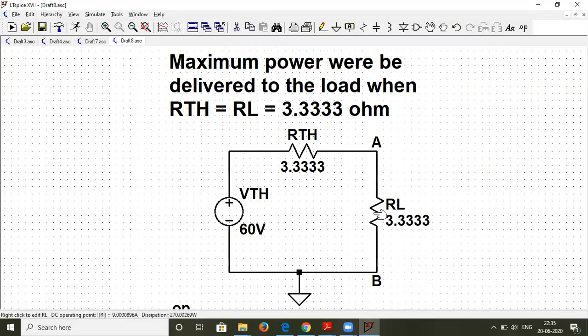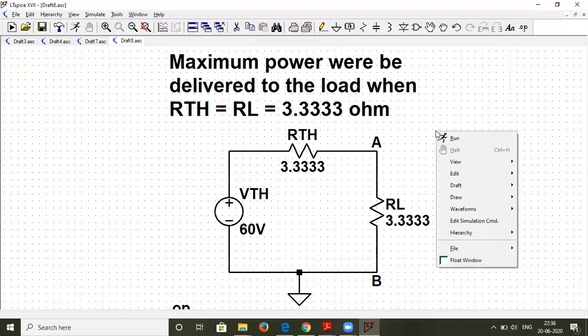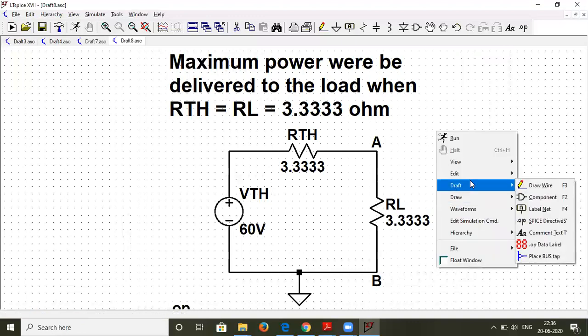If I place my cursor over here, it may give me the power dissipation. As you can see in the right bottom of your screen, the power dissipation is given. The DC operating point is I of R1 is equal to 9.000896 amperes, and the dissipation is around 270 watts. You can see that in the bottom of the screen, but still we can calculate the power. So power, yeah, this is the value which we got, 270 watts.